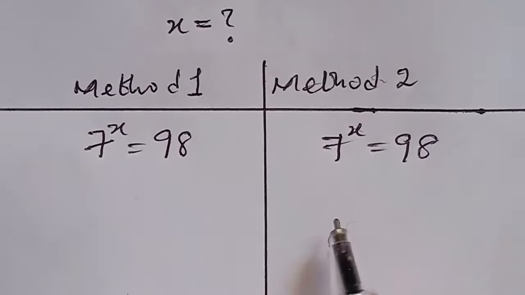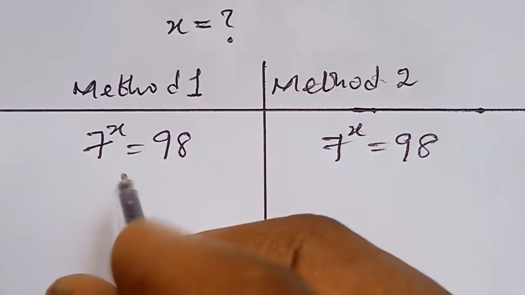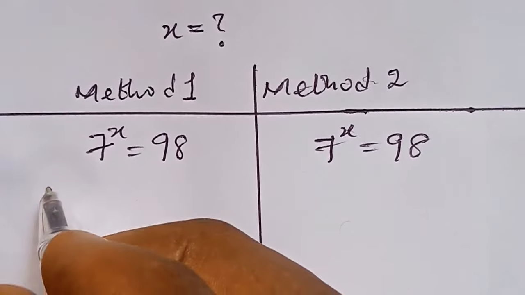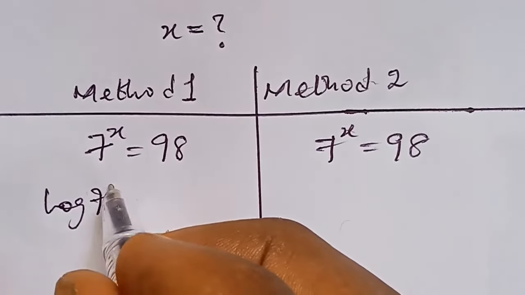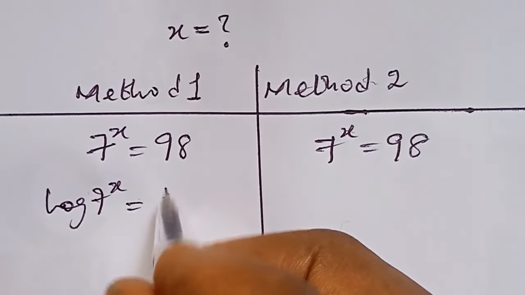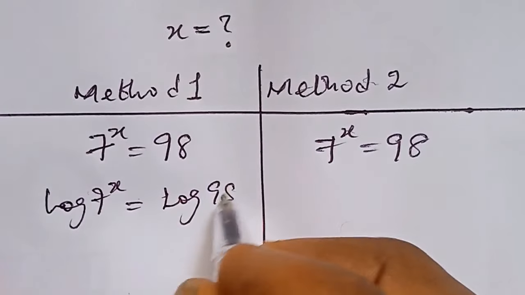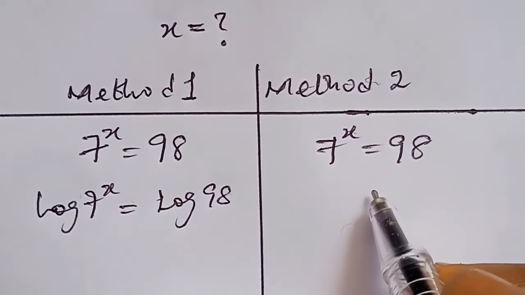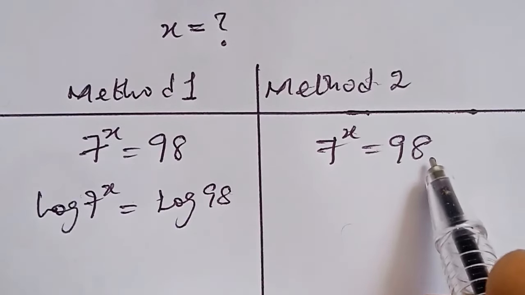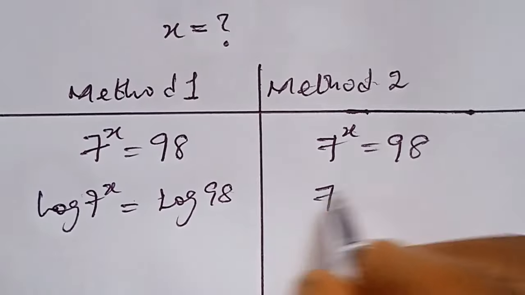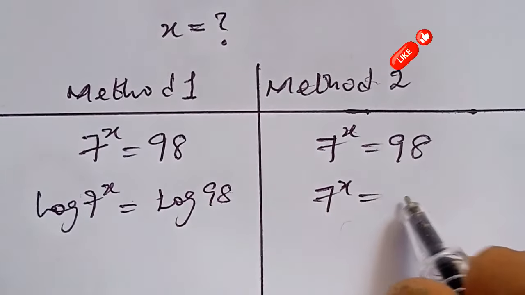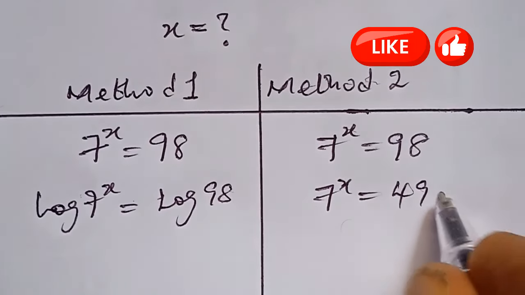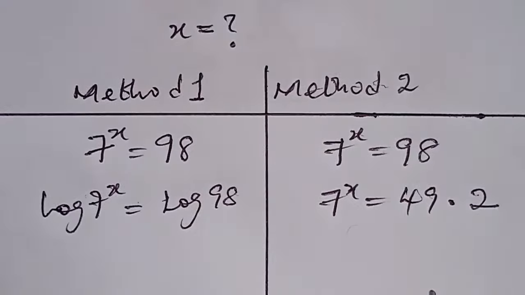Now, from the two side by side method, we take the log of both sides. From this method 1, we have log of 7 to the power of x equal to log of 98. But for this side, first we simplify the right hand side. We have 7 to the power of x equal to 98, simplified as 49 multiplied by 2.